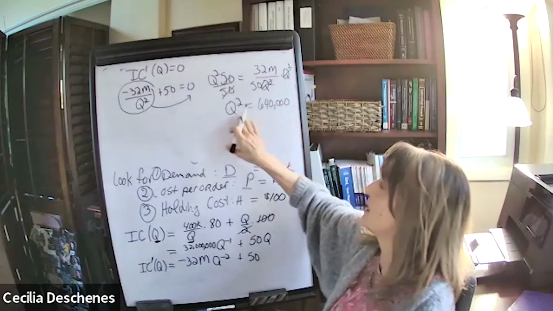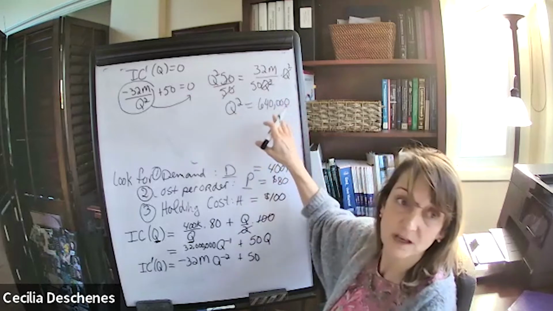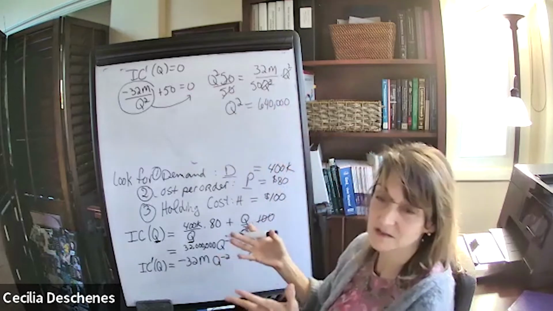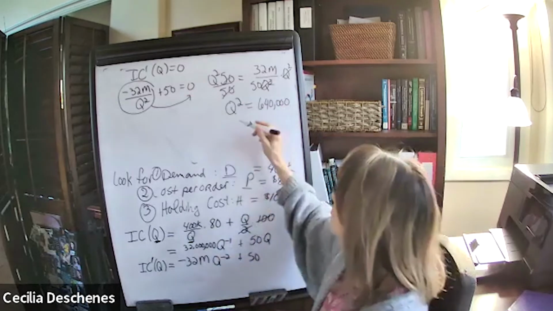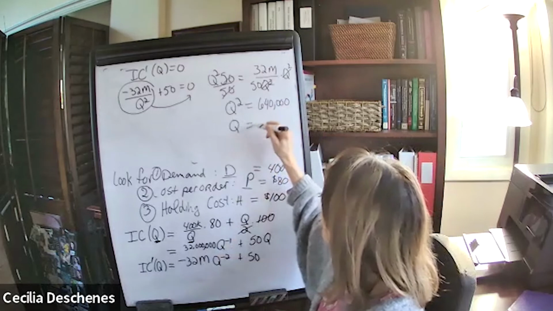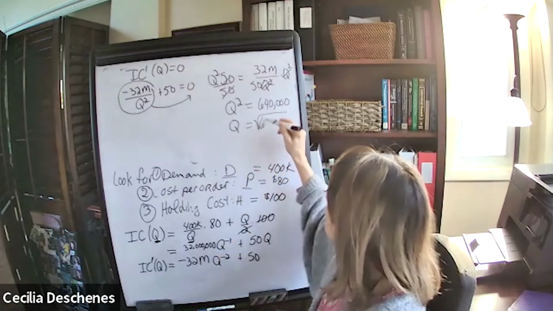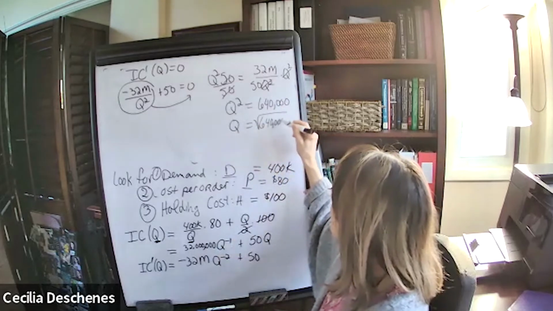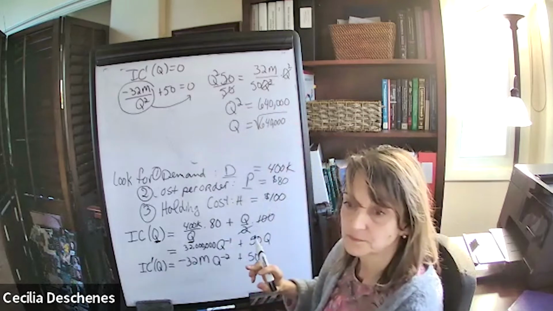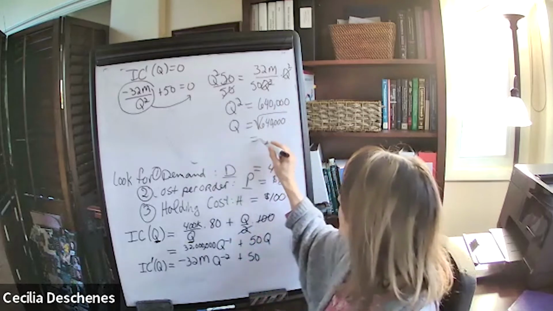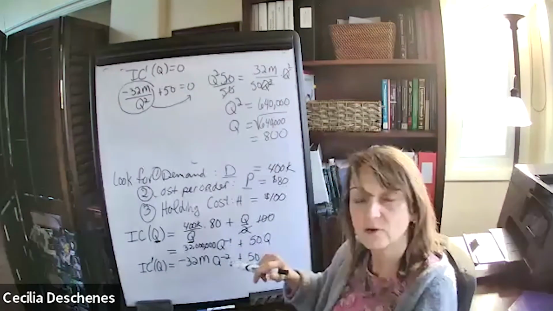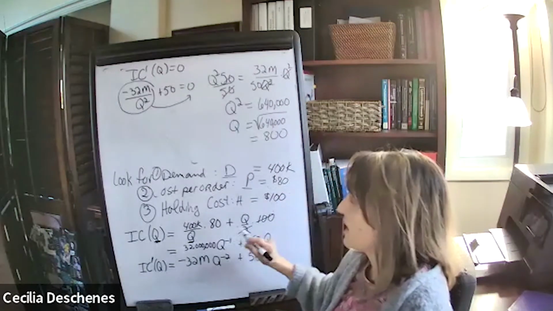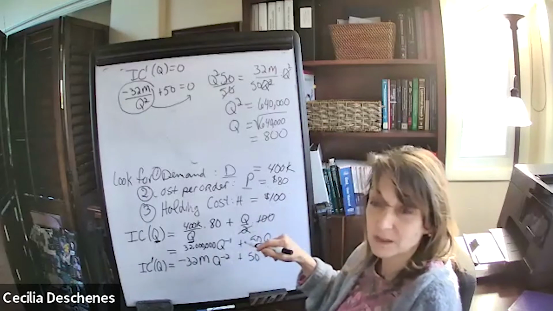Now, technically, Q could be the positive or the negative square root, but because Q is a quantity and this is an actual business application, it's not realistic to have Q be negative. So Q is only the positive square root of 640,000, and that turns out to be 800. All right, so that's our candidate critical value. So now we have to go back and figure out if it's actually the minimum.